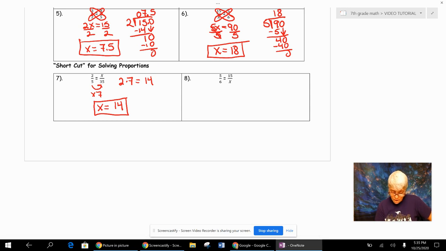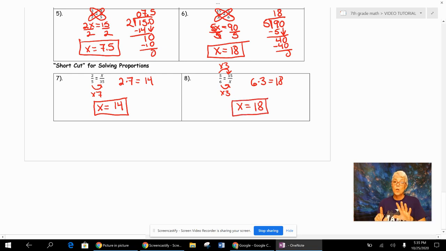Let's look at the next one. 6 and x, there's nothing I can know about that. But if I look at the 5 and the 15, is 15 a multiple of 5? It sure is, because 5 times 3 is 15. So what is 6 times 3? 6 times 3 is 18. So I know that x, that missing value, is 18. Pretty cool. Look for that before you do all the cross multiplying and dividing. You might save yourself some time, but if you cross multiply and divide, you will get the same exact answer.